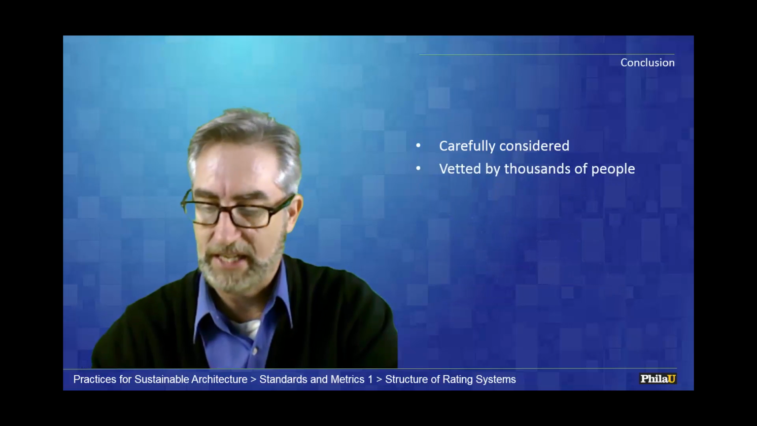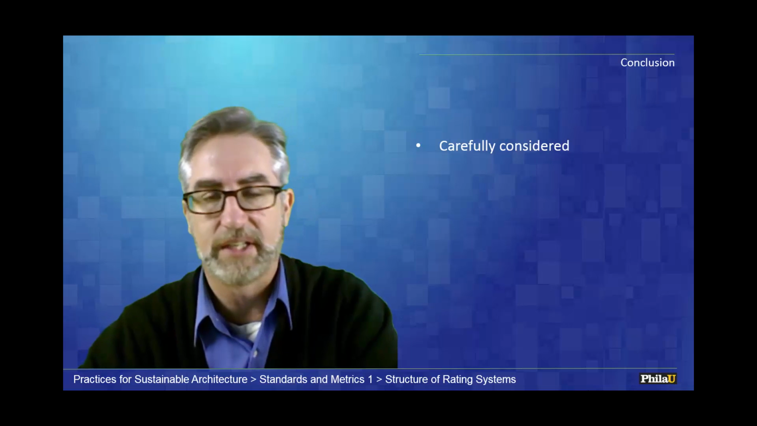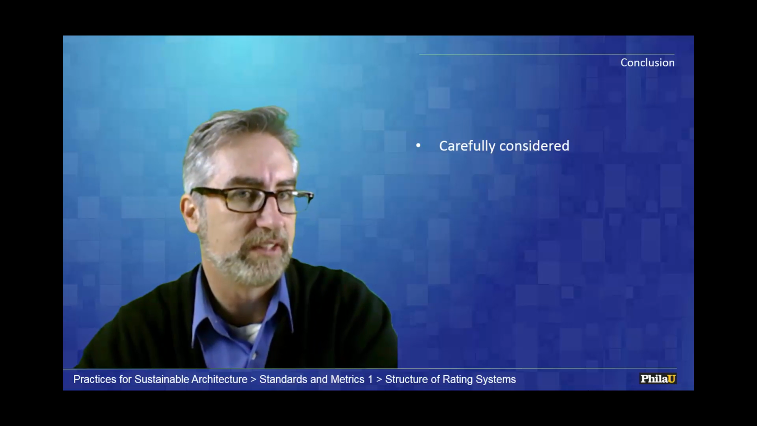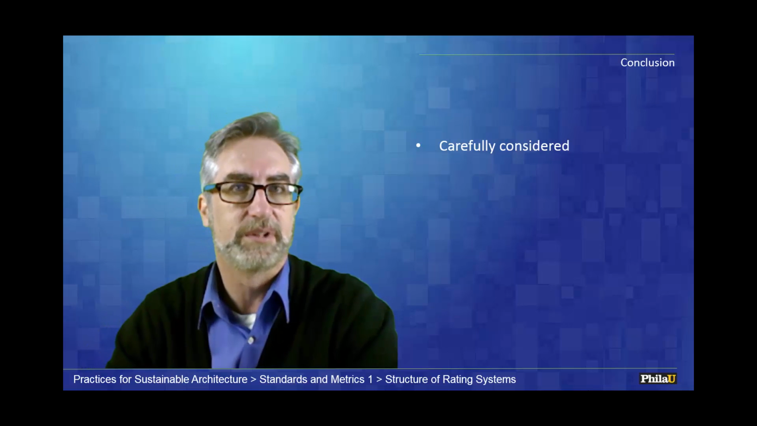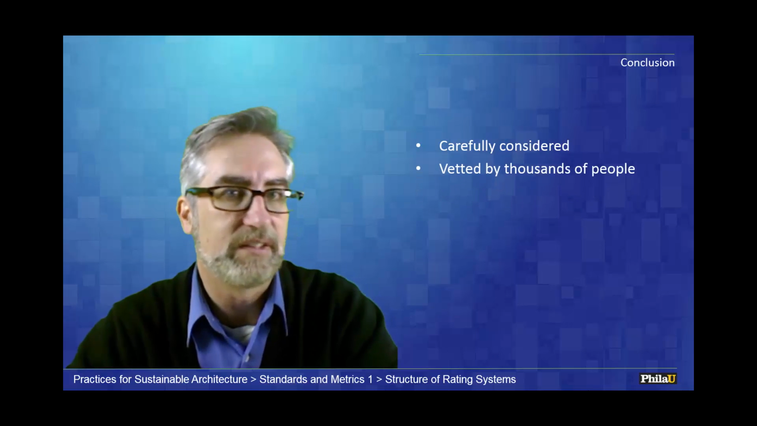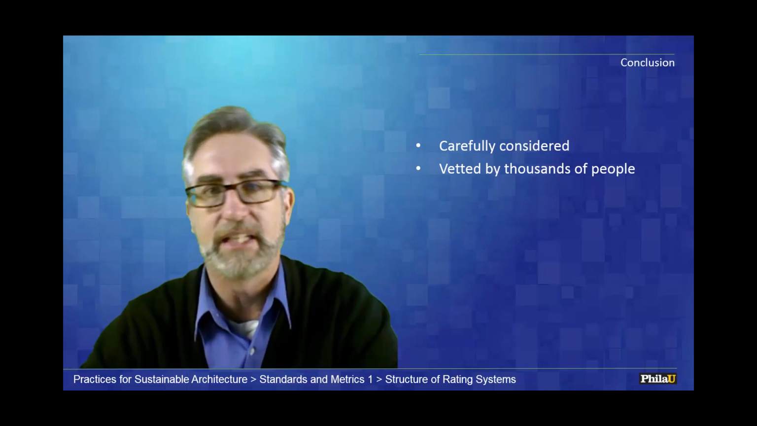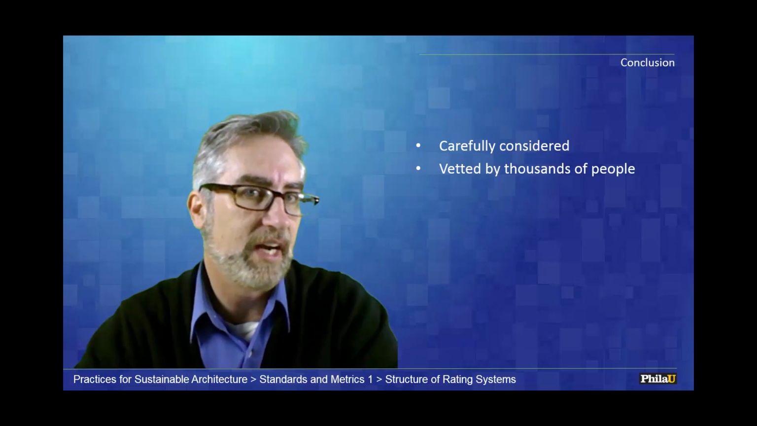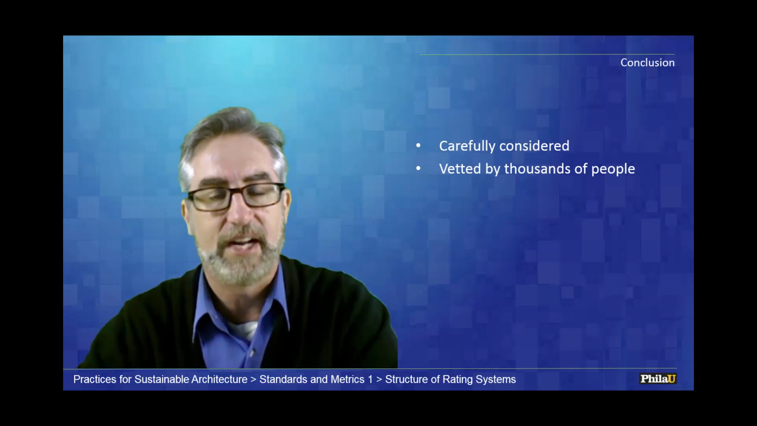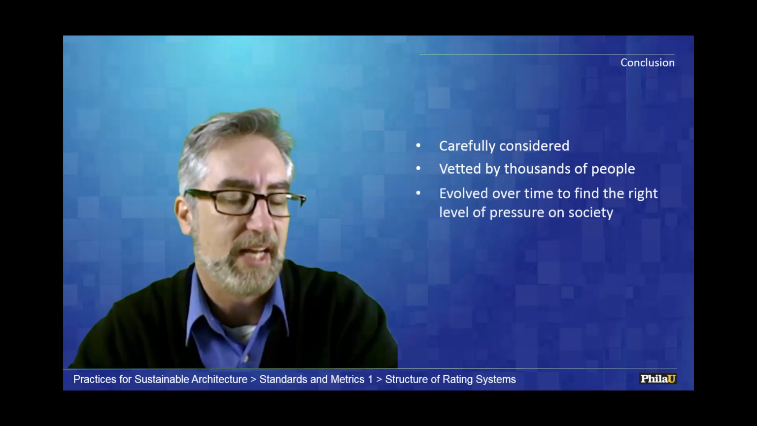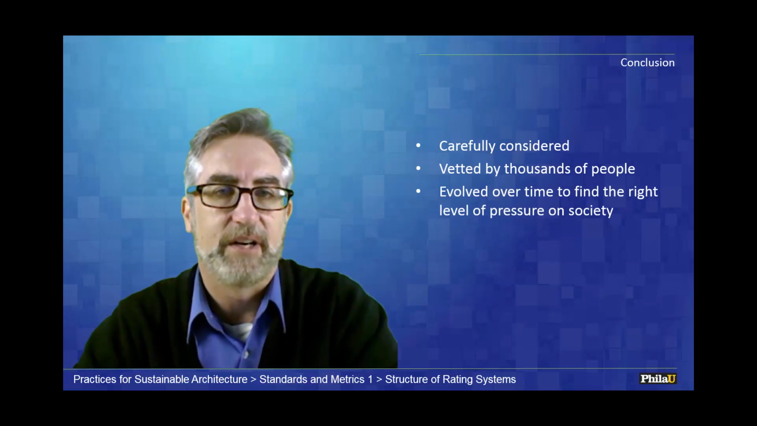In conclusion, I want to say that these rating systems that we're going to be covering over the next 2 weeks really have been carefully considered by very, very smart people, and usually in multidisciplinary groups. They've also been vetted by thousands of people. So when you complain about the LEED rating system, for example, keep in mind that hundreds, if not thousands of people have worked on that system, and it has evolved over time to become what it has to really benefit society in very meaningful ways.